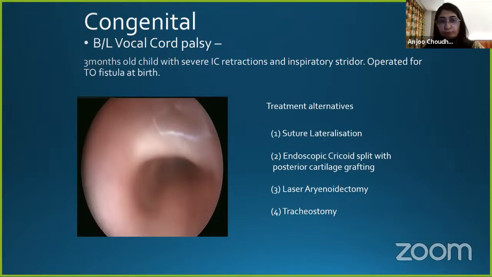We can wait up to 3 to 4 years with a tracheostomy in bilateral abductor palsy if it is not an iatrogenic lesion. If it's a congenital lesion with no neurological complaints, then tracheostomy is also a good option for these children if the parents are well trained to take care of the tube.